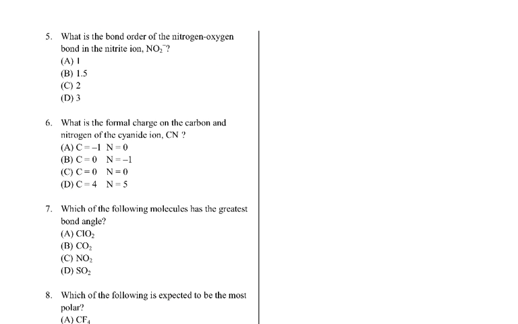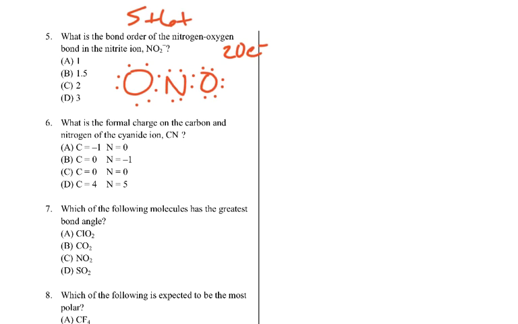What's the bond order of the nitrogen-oxygen bond in the nitrite ion? Well, nitrite, let's think about this. I'm going to put N in the middle. If I had enough electrons, I would give everybody an octet, and that takes 2, 4, 6, 8, 10, 12, 14, 16, 18, 20 electrons. But what do I have? I have 5 plus 6 plus 6, that's the nitrogen, oxygen, oxygen, plus 1 for that charge there. So that is 18 electrons, which means I'm going to end up with an extra electron.